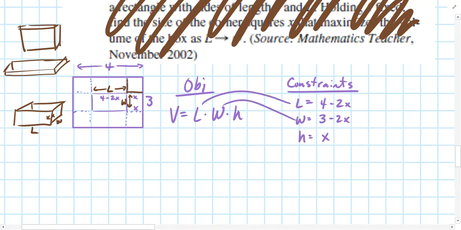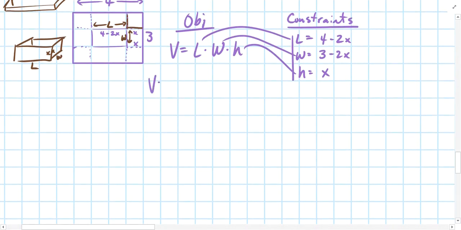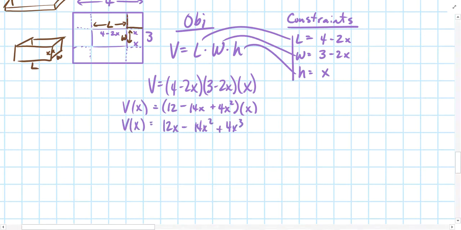We'll replace L, W, and H with the constraint functions, because those are all written in terms of x. And then we should be able to find the derivative of the result. 4 minus 2x, 3 minus 2x, and x. Again, I think it's worthwhile to combine these by foiling and distributing, so I'm going to take a moment to do that off screen, and I would encourage you to do the same. And now that we have the volume formula based on x, the dimension of the corners that we cut from the original shape, we can compute the derivative of the volume formula.